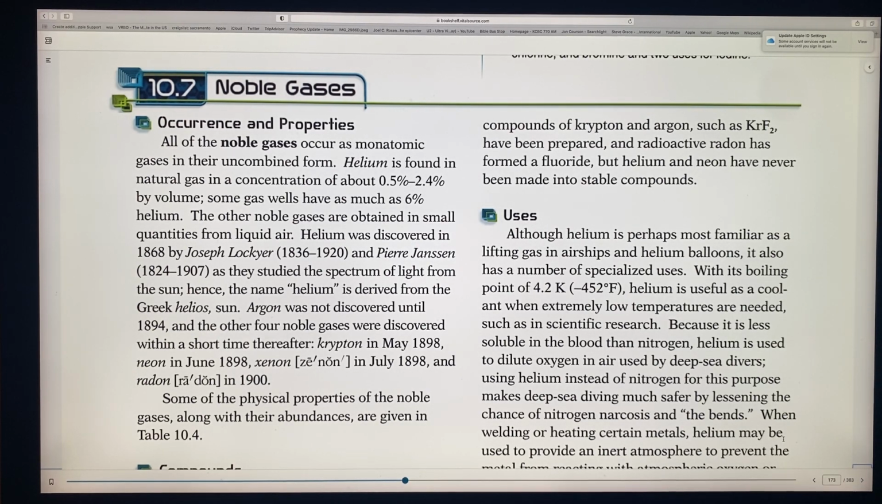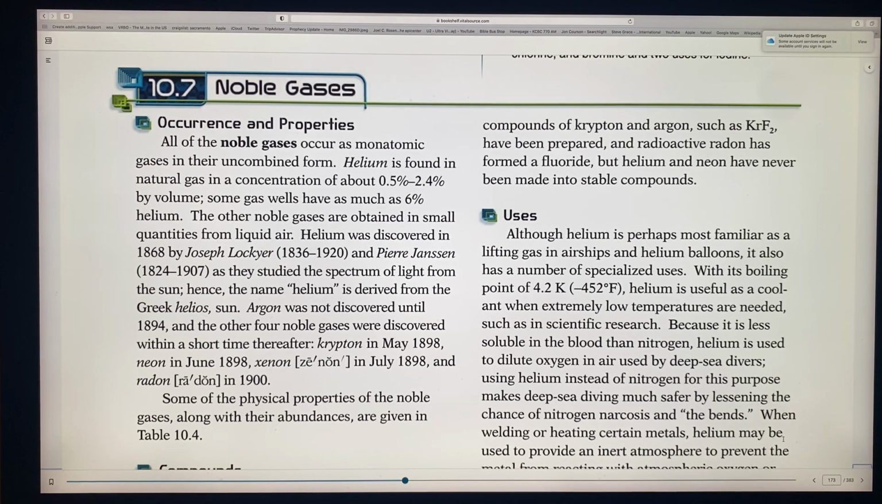So noble gases, occurrence and properties: they are all monoatomic gases in unconfined forms, meaning they come in their natural form. Helium is found in natural gas in a concentration of 0.5% to 2.4% by volume, and some gas wells have as much as 6% helium by volume. Other noble gases are obtained in small quantities from liquid air.